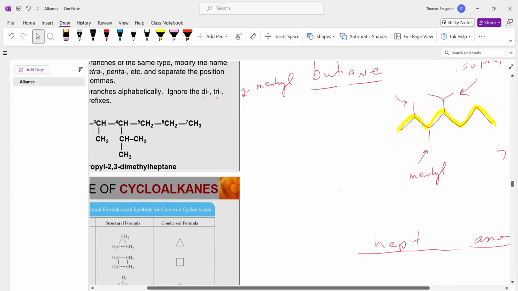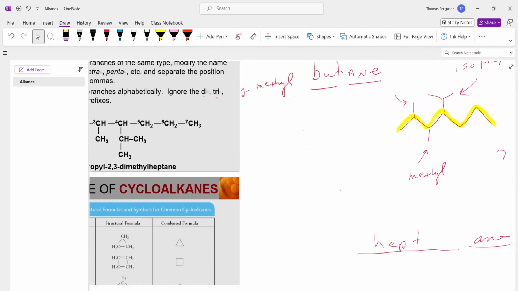And the branches. Now we've got 3 of them to deal with. We have 2 methyls and an isopropyl. Now, which comes first, I or M? I. So we've got isopropyl first.